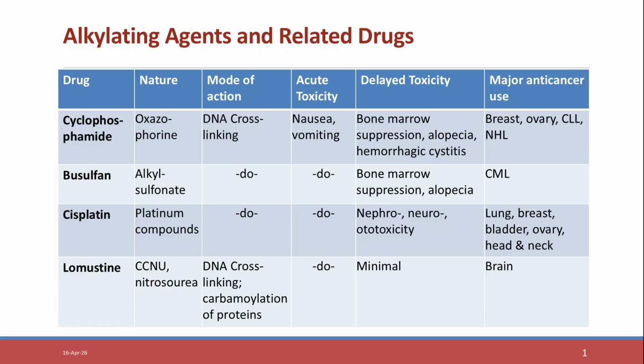One such delayed toxicity is causing secondary malignancy. For example, breast cancer patients treated with cyclophosphamide run a risk of therapy-induced acute myeloid leukemia several years after receiving the treatment. Nevertheless, they are a group of valuable drugs.